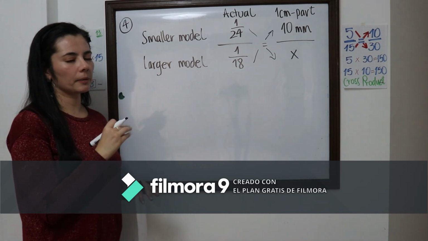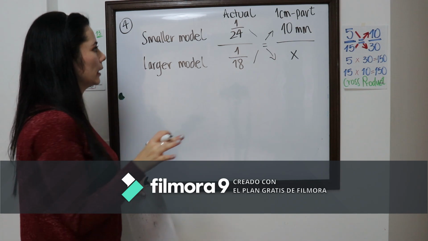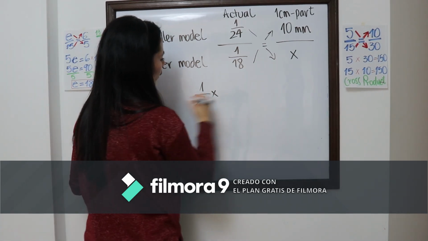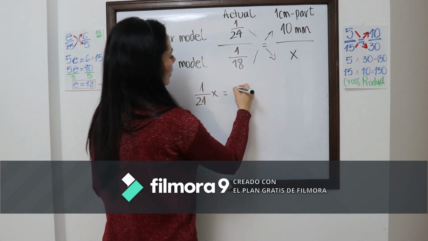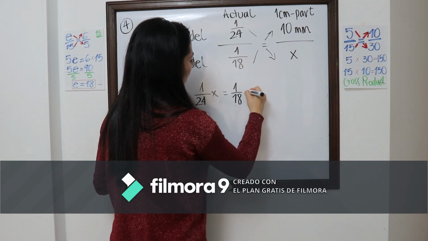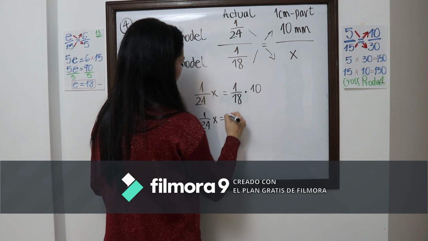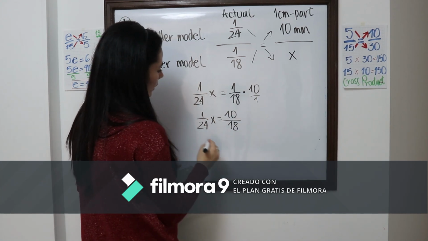For me, this is probably the problem that everybody got wrong. So just correct it, it's fine. But then if we do the cross product, it's going to be 1/24 x, and then 1/18 times 10. So we know that is going to be 10/18, because we know this is 1 over here.